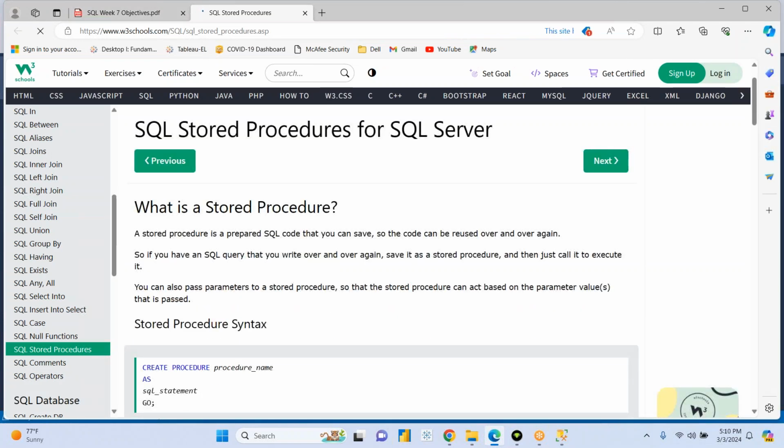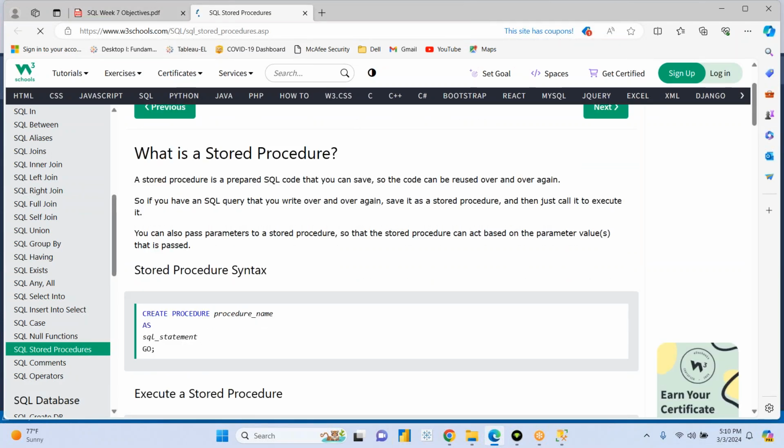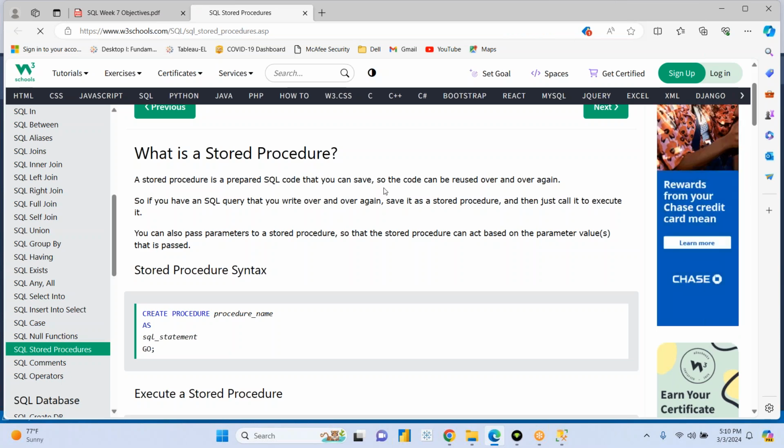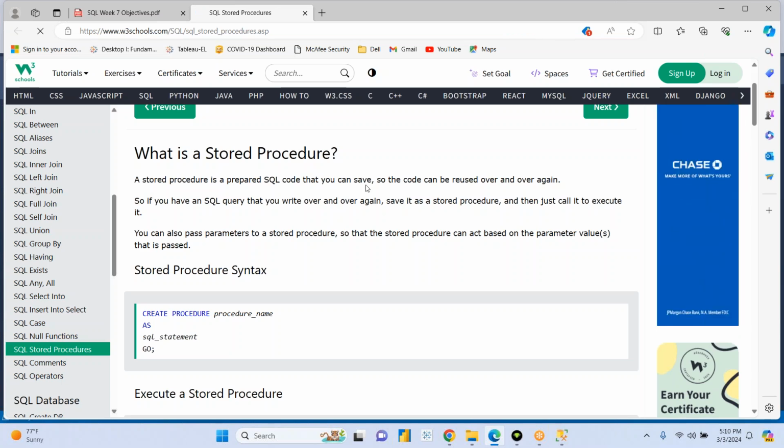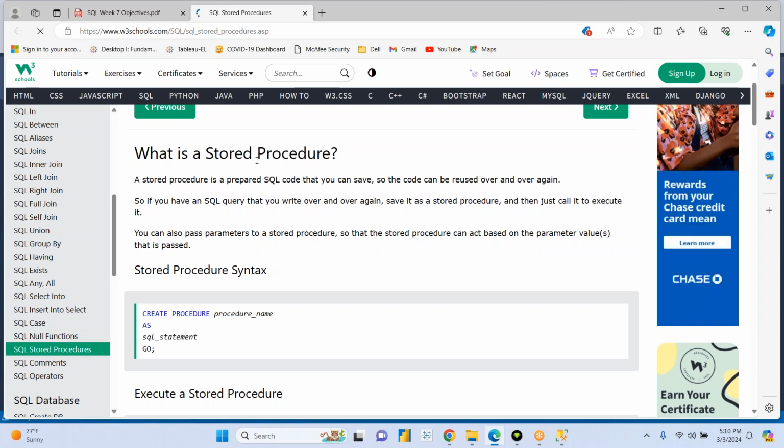Yes, so what is a stored procedure? A stored procedure is a prepared SQL code that you can save, just like what we did for views. You can prepare a code and save it. It will be saved in the views folder. Stored procedures are also similar. It's a prepared code, you can save it.